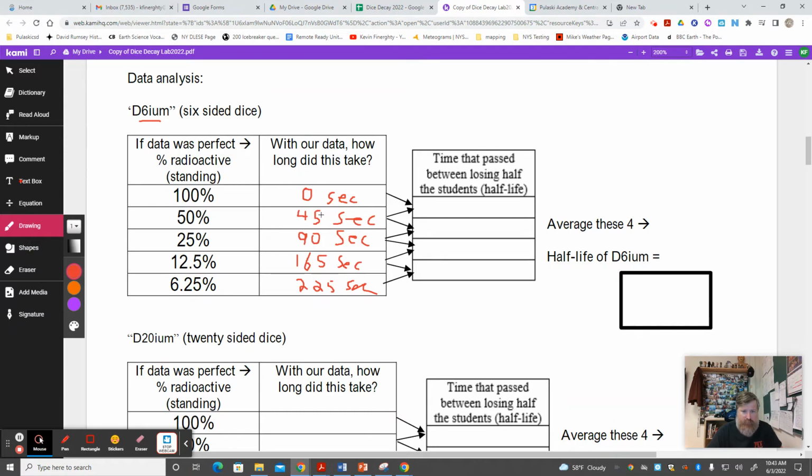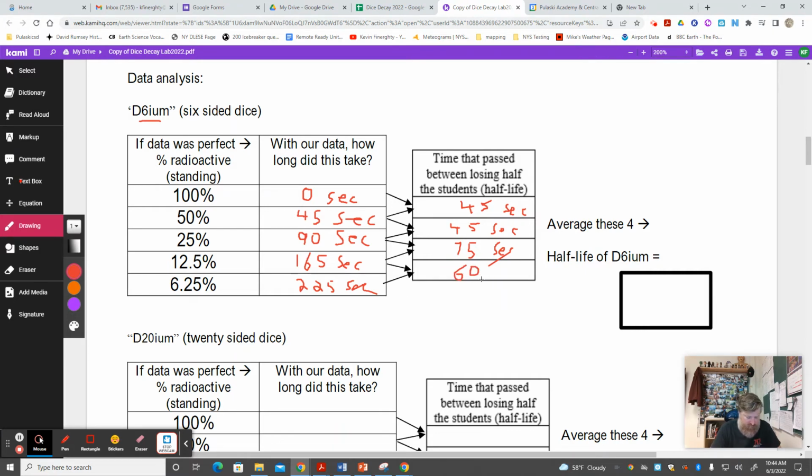So what are the half-lives? It went from 0 to 45. That's 45 seconds. Then it went from 45 to 90. That's 45 seconds. Then it went from 90 to 165. That is 75 seconds. I hope I don't make arithmetic mistakes here. Then I went from 165 to 225, which took 60 seconds. So 45, 45, 75, 60.